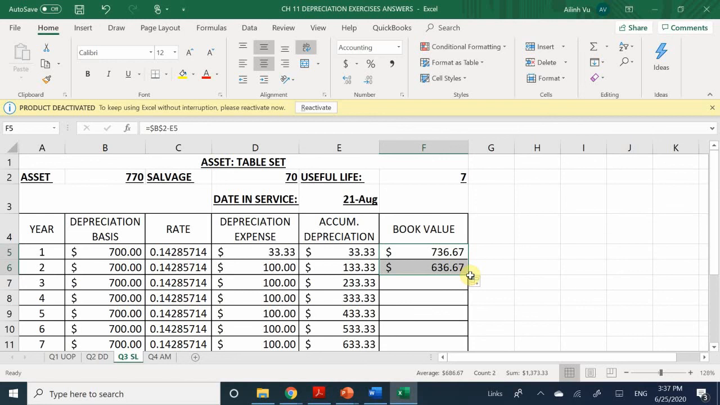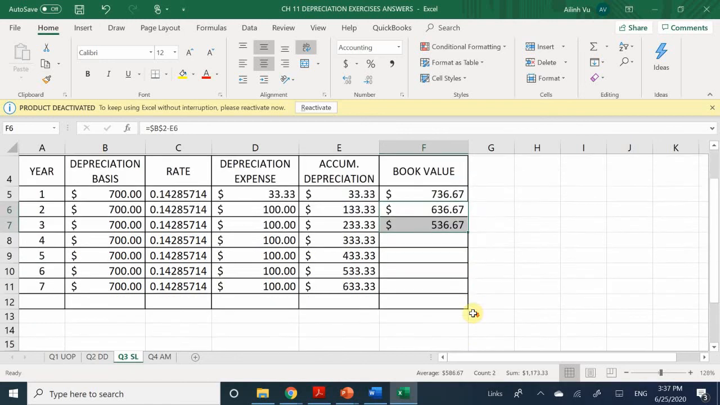Remember it is the cost of the asset. So you did take the full 770. Oh, that's right. The full cost. I took the basis instead. You've got to do the full cost. Okay, 770 minus 233.33, the 636.67. Right. The next one should be 536.67. It's only 100 difference now.